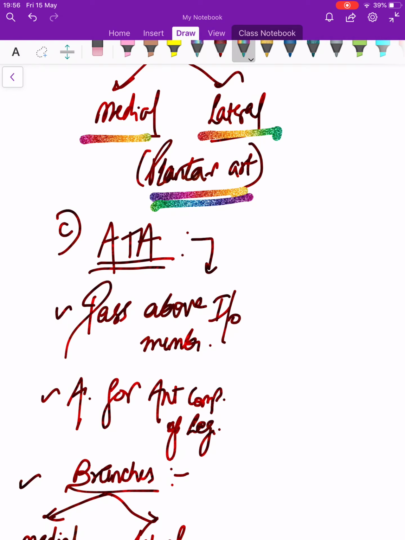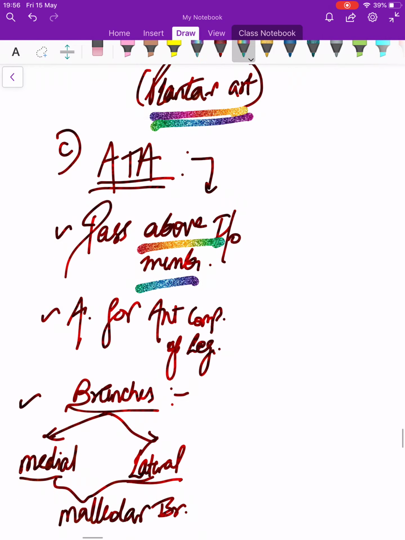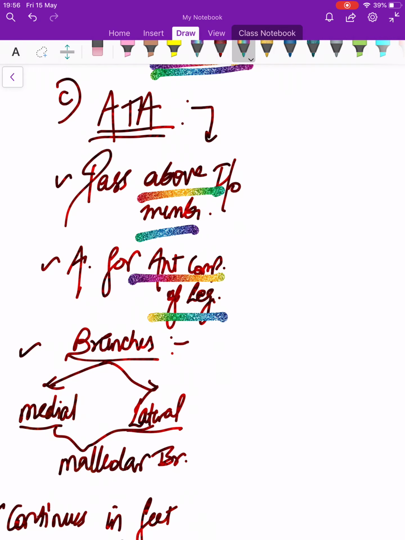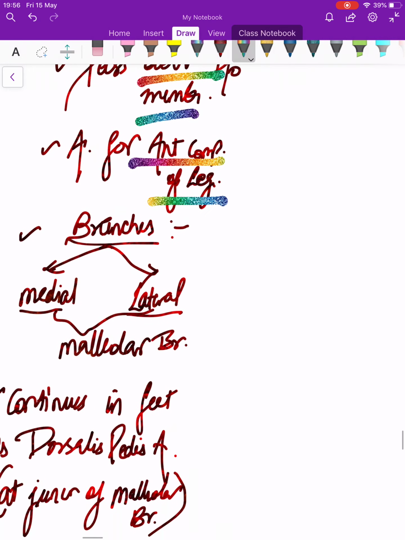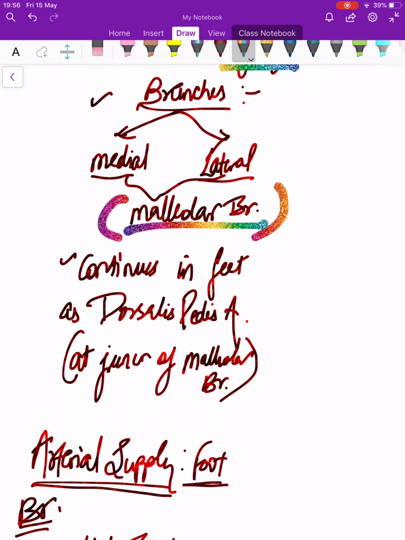Fine. The next is about anterior tibial artery. So anterior tibial artery it passes above the interosseous membrane. ठीक है, and it is the artery for the anterior compartment of the leg, and its branches are the medial and the lateral malleolar branch. Fine. Then it continues in the foot as the dorsalis pedis artery.